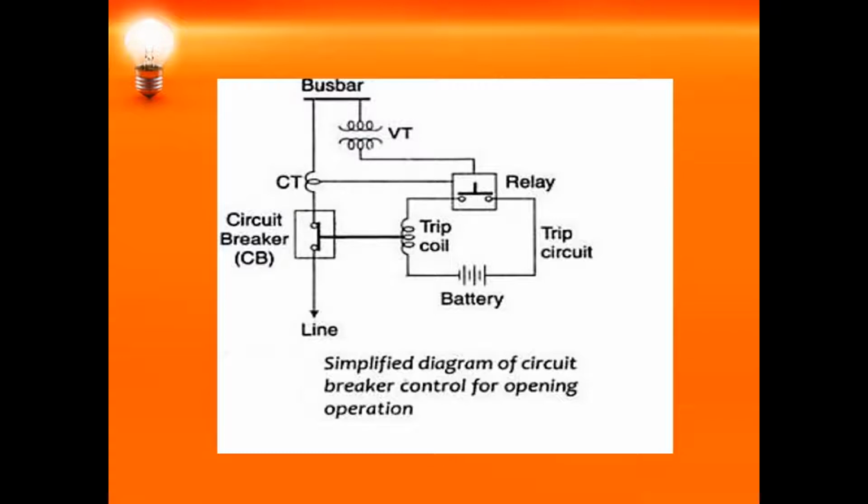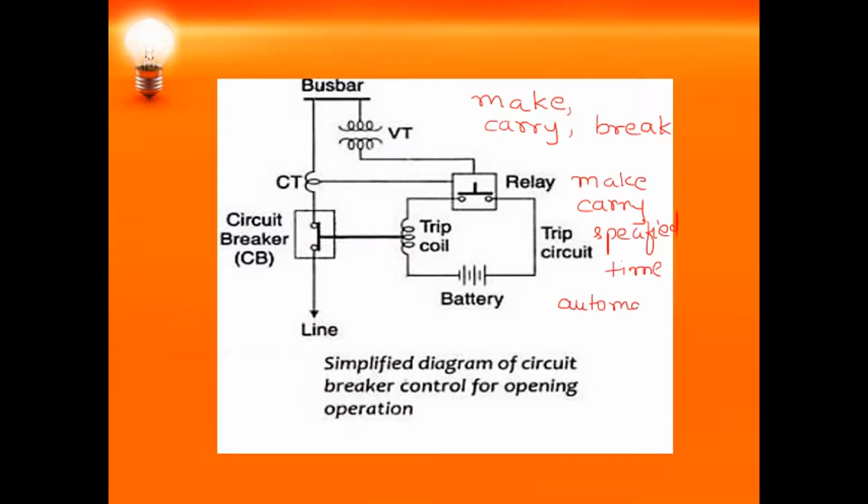So what is meant by the circuit breaker? The circuit breaker is the one which can make the current, meaning it can carry the current, or it can break the current under normal operating conditions. Under fault conditions, it can carry the current for a specified time, and after that specified time it will automatically break.